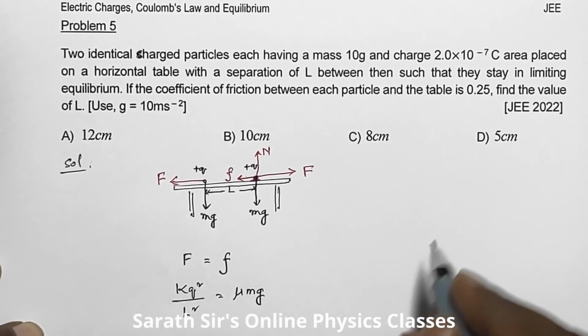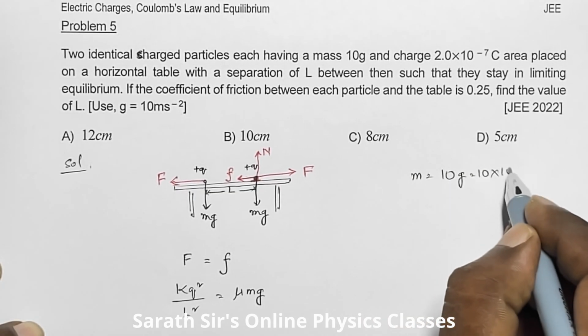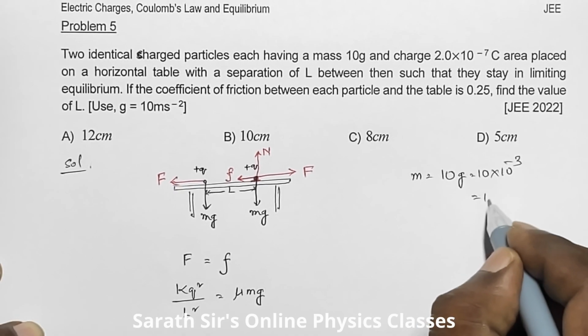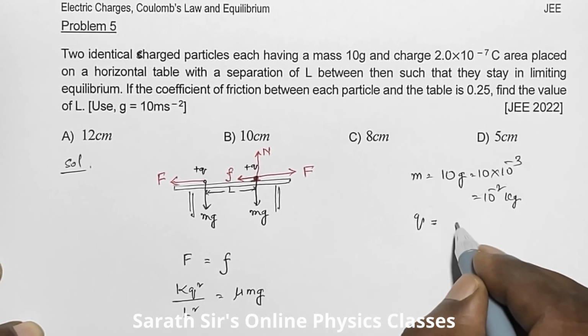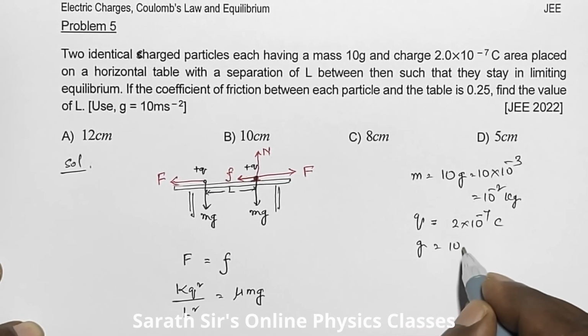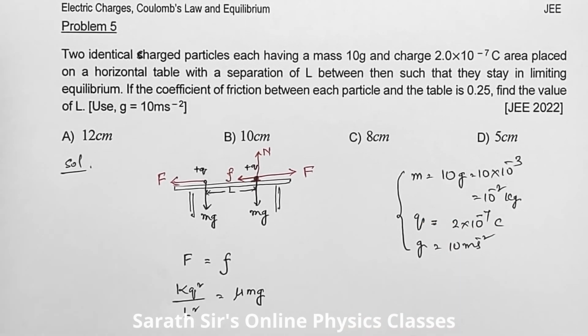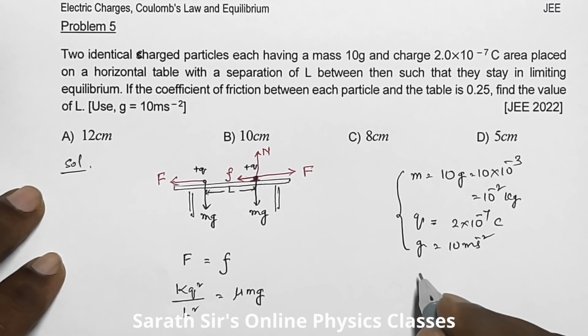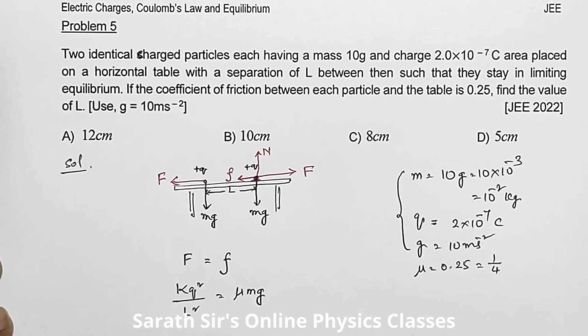See here, m is given 10 gram, that is 10 into 10 power minus 3, that is equal to 10 power minus 2 kg, and the charge on each particle is given 2 into 10 to the power of minus 7 coulomb. Acceleration due to gravity is also given, 10 meter per second square. This is the data given. Mu is also given. See, mu is equal to 0.25, that means 1 by 4. So this is the data. Let us substitute the values.